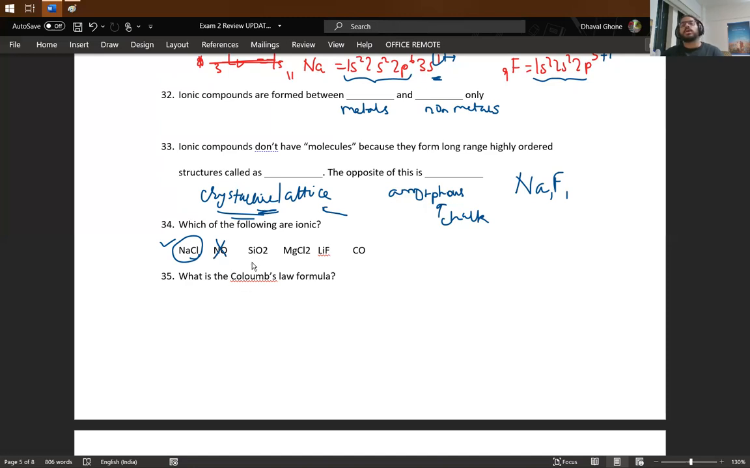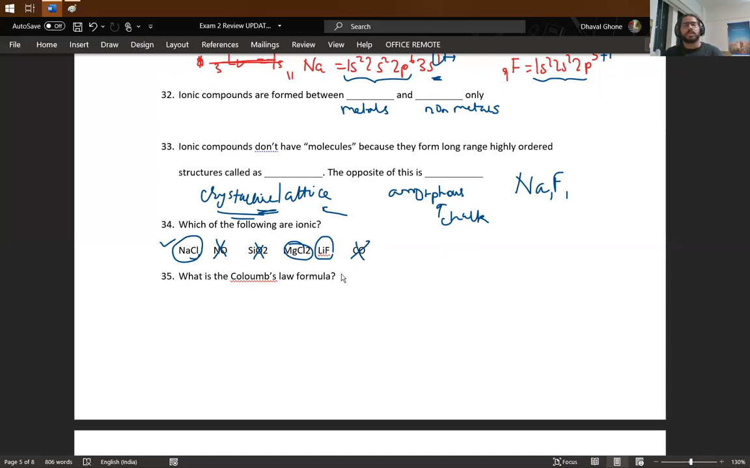Silicon is a non-metal, oxygen is a non-metal. Two non-metals do not form ionic compounds. Mg is a metal, Cl is a non-metal. We have 2 of them, but that's fine because we have a metal and non-metal forming an ionic compound. Lithium is a metal, fluorine is a non-metal. They will form ions and hence that's ionic. Carbon is a non-metal, oxygen is a non-metal, cannot form ionic compounds.